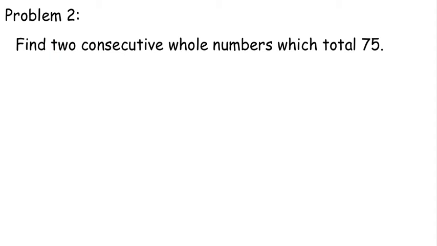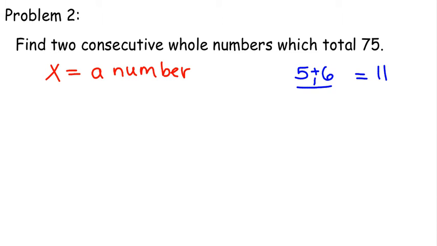Let's do one more problem. Find 2 consecutive whole numbers that total 75. Consecutive means one right after the other. So we're going to let x equal a number, and then imagine if I just pick some random numbers, like 5 and 6. They're consecutive. What do they total? 5 plus 6 is 11. So we know it's not those 2 numbers. Let's say 25 plus 26. Well, that's not the number either. So you wouldn't want to continuously guess and guess and guess.